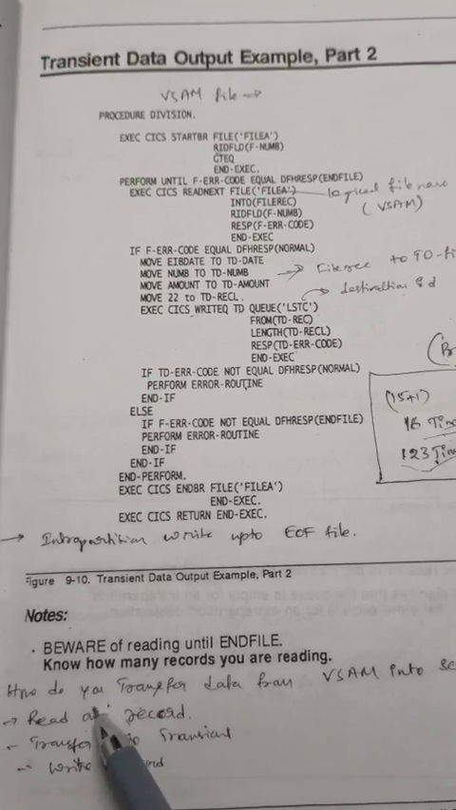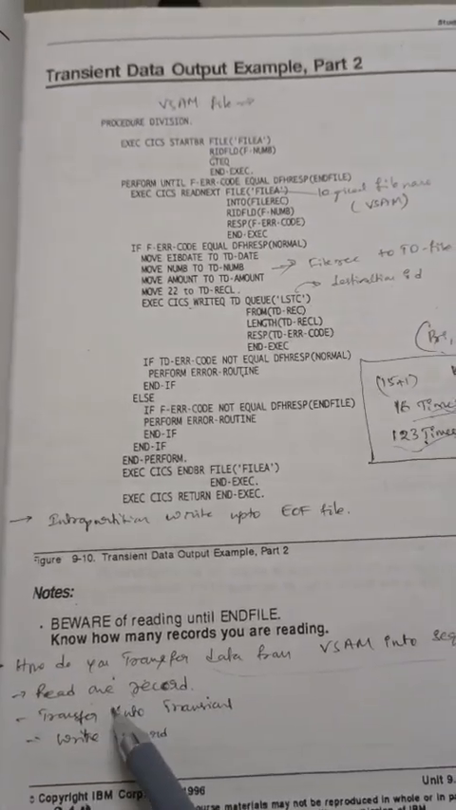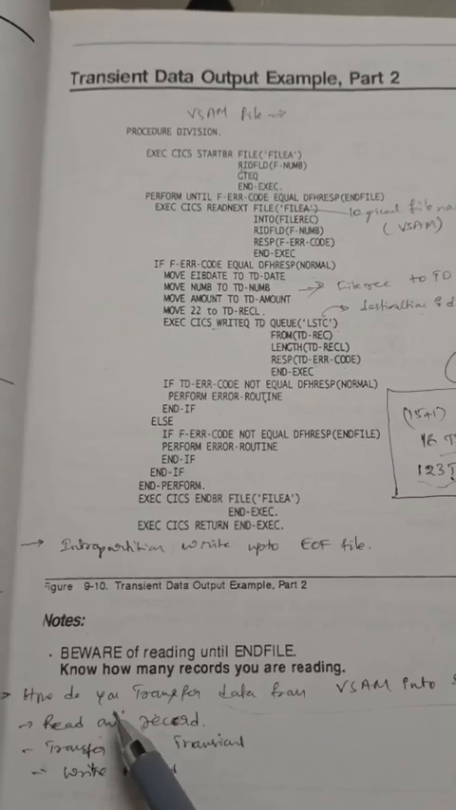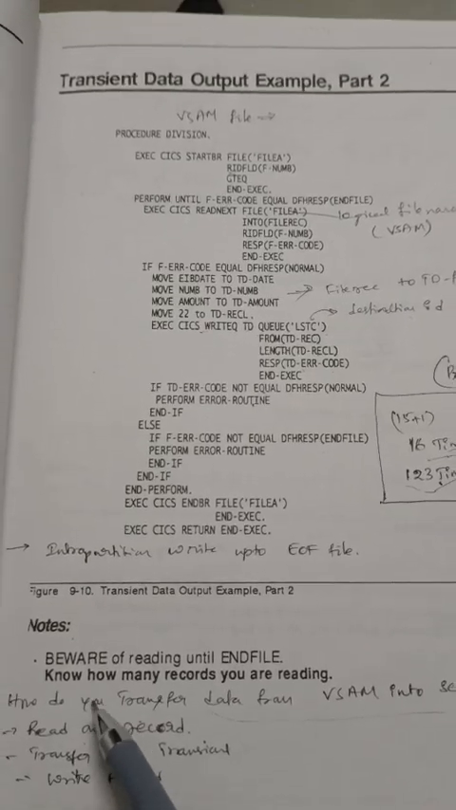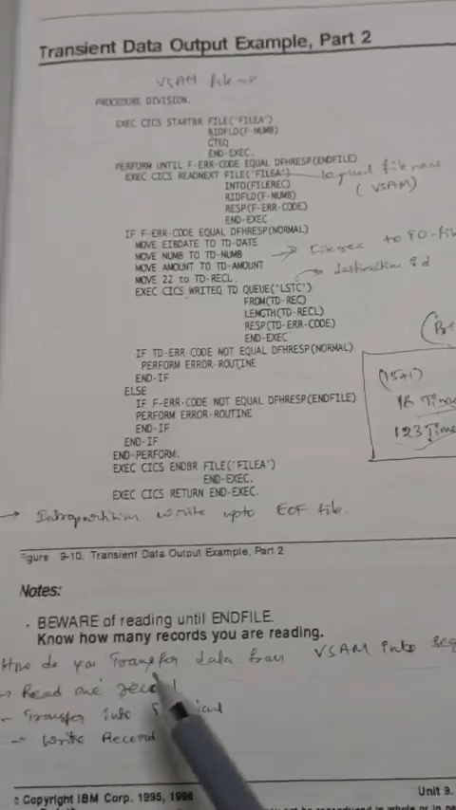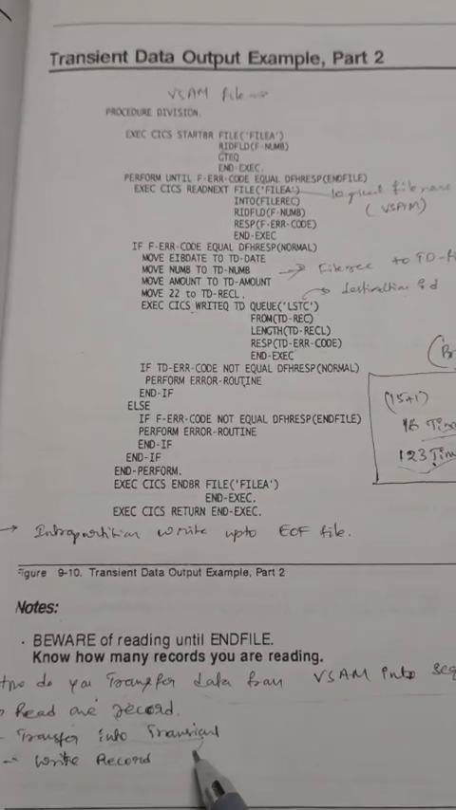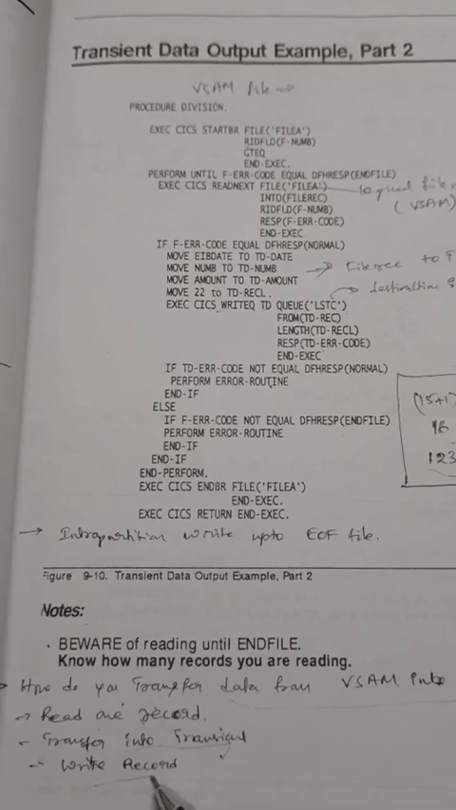We also have how to transfer the data from a BSAM file to a sequential file. Friend, this is one of the logics here, like how do you transfer data from a BSAM file into a sequential file. First read one record, transfer it into the TDQ, and then write the record here.